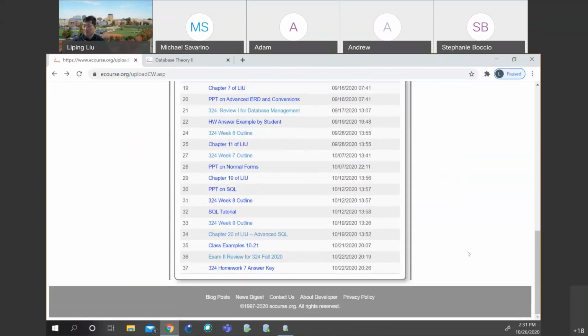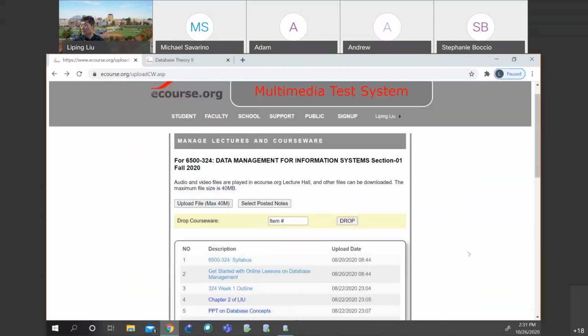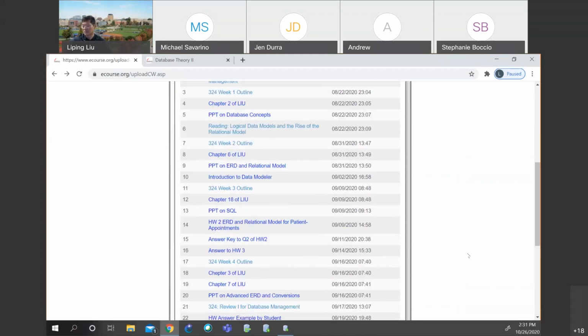How many multiple choice are there? Say it again. How many multiple choice are there? Multiple choice questions will still be 70%, 70 questions. And 30% will be hands-on questions. So that part will be the same as the first exam.